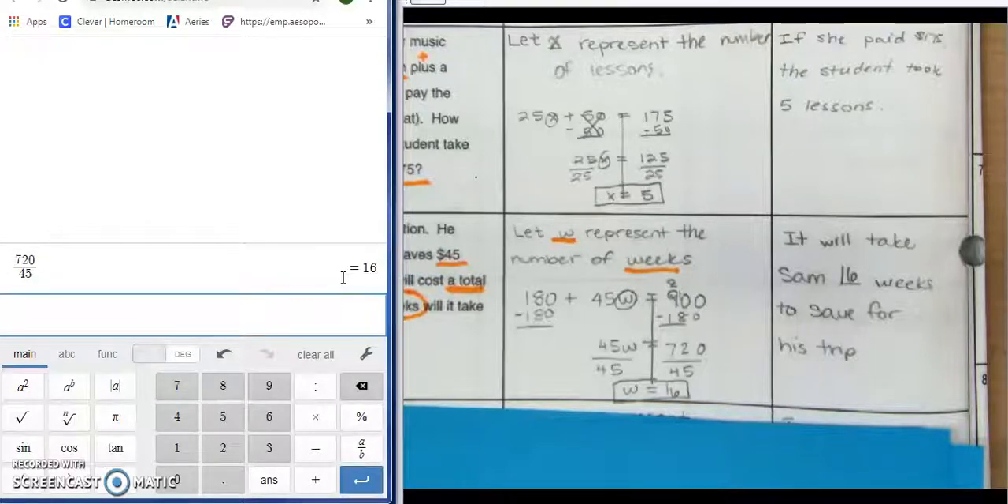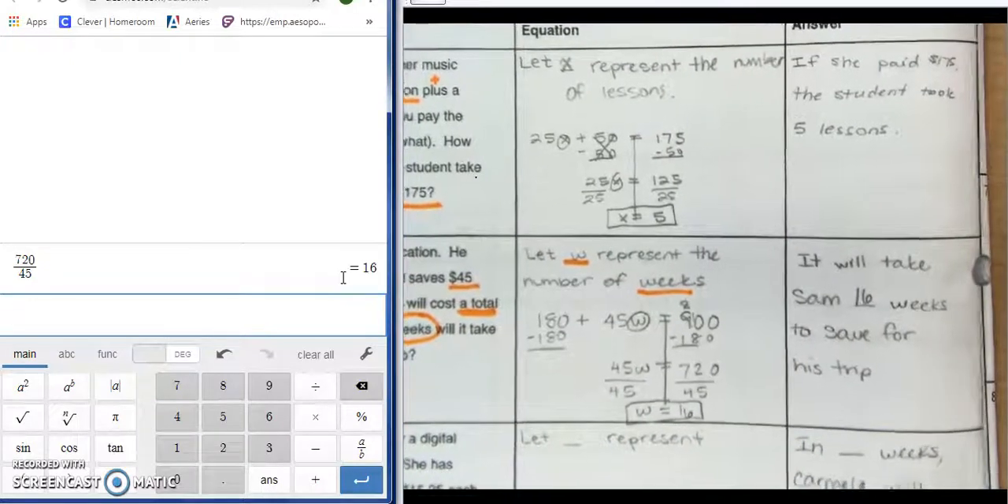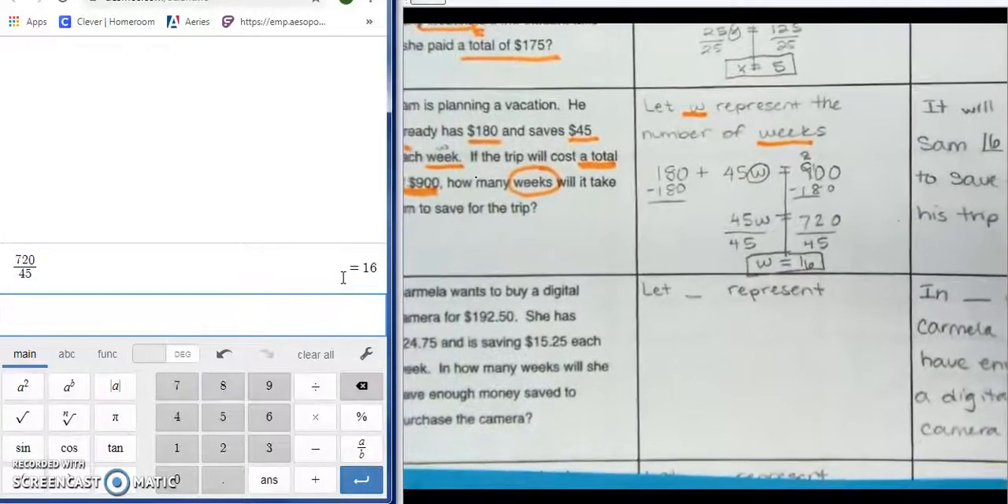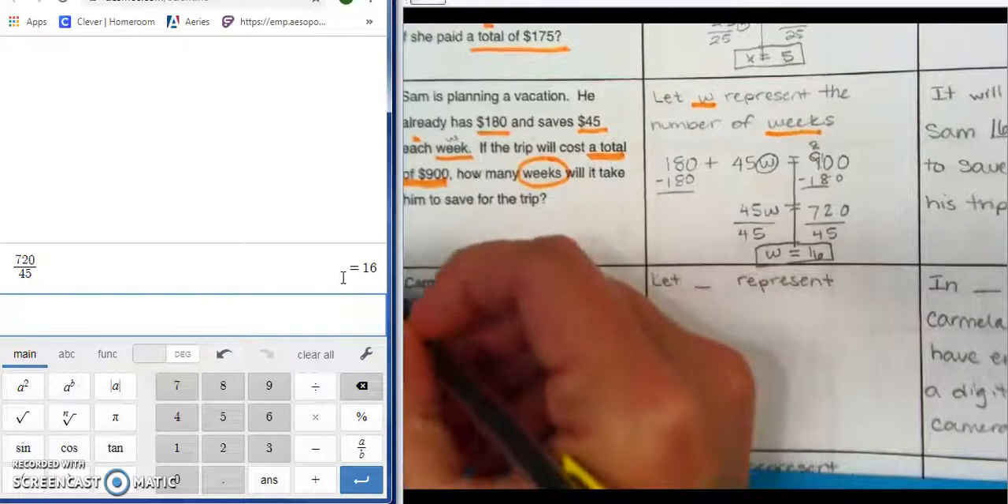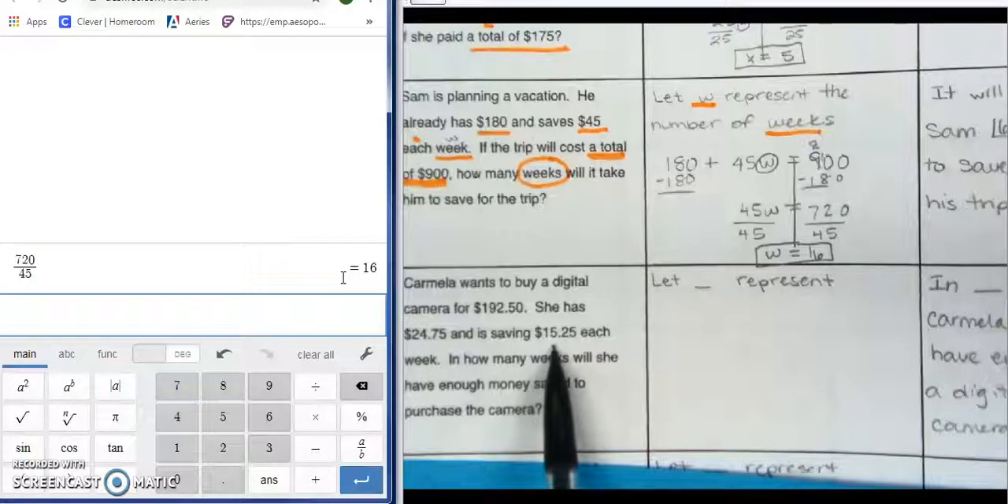All right, so number 3, I set up part of it for you, but that's one that I want you to try on your own. Number 3 says, Carmela wants to buy a digital camera for $192.50. She has $24.75 and is saving $15.25 each week. In how many weeks will she have enough money saved to purchase the camera?